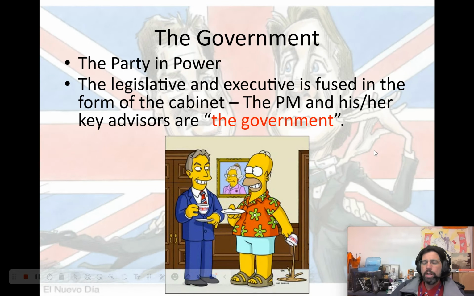Now, the party in power's prime minister plus the cabinet is known as the government. So when you hear about the government, it's going to be the winning majority party's prime minister and the cabinet officials. And they make 99% of the policy that happens within the government. It's not like a whole party issue. You just follow what the cabinet and your prime minister does.